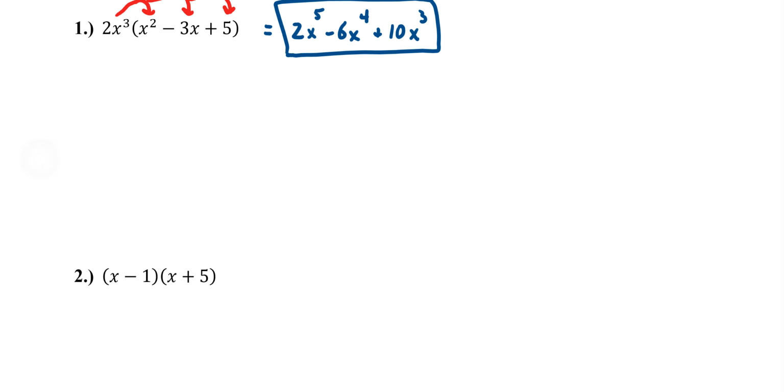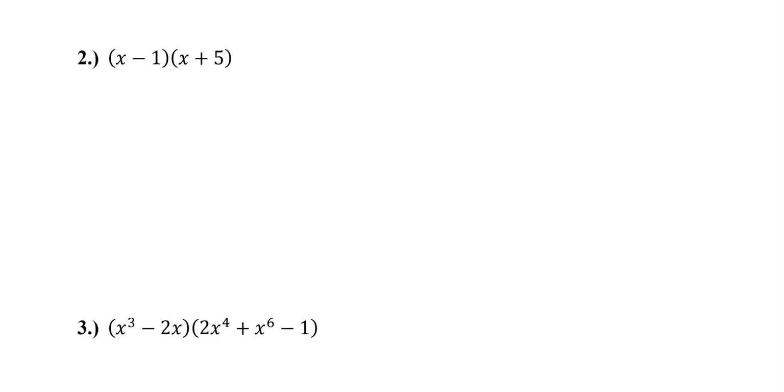Okay, for the next one, making it just a little bit harder, we have a binomial times a binomial. So two terms times two terms. This is when you probably remember the word foiling. To foil is just distributing a binomial times a binomial. So it's still just the same thing as what we just did, but just a little bit harder. You're going to multiply or distribute every term from the first factor into every term in the second factor. So we're going to start by distributing the x, and then afterwards we'll distribute the negative 1, but let's just start with the x first.